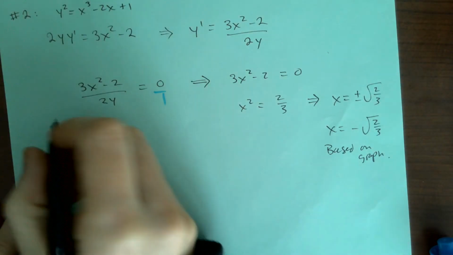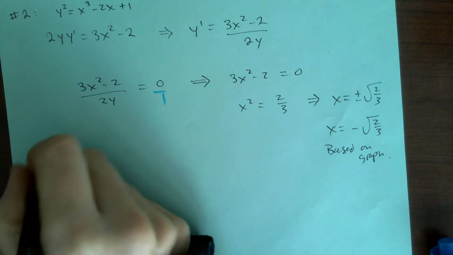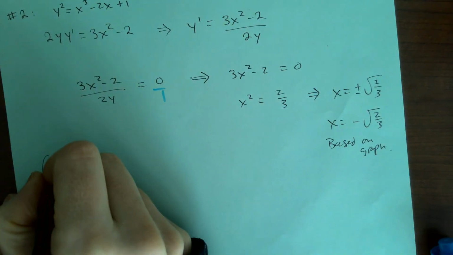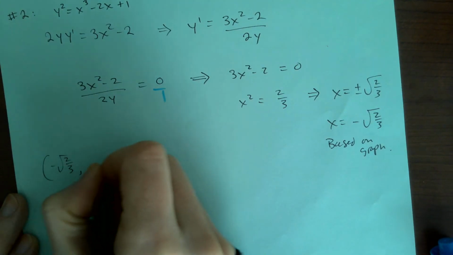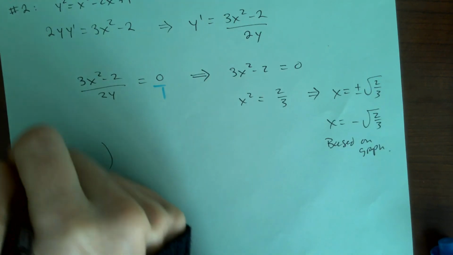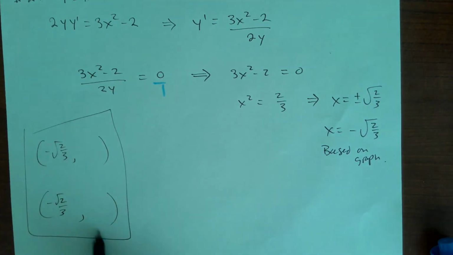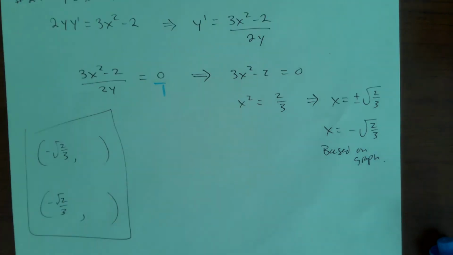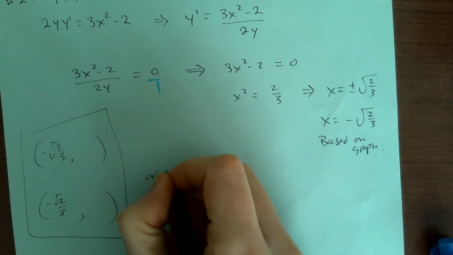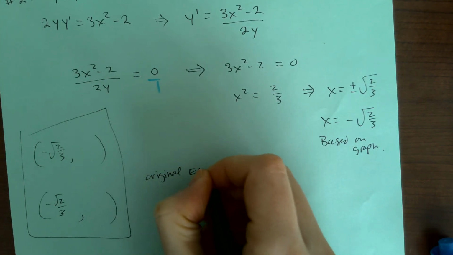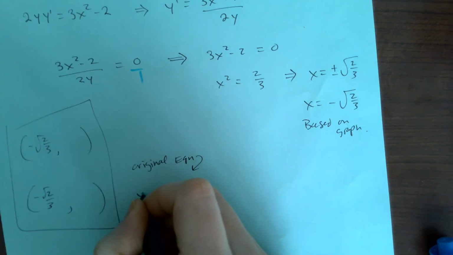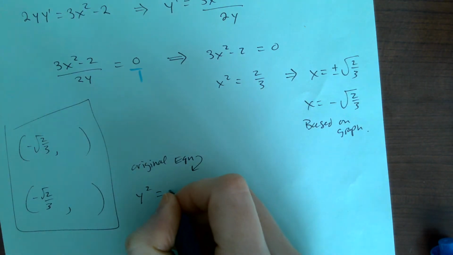So I'm going to have 2 of these. So I'm going to have negative radical 2 over 3, negative radical 2. My answers are going to be here, and I've just got to find the y coordinates. So back to the original equation. Original equation, y squared.